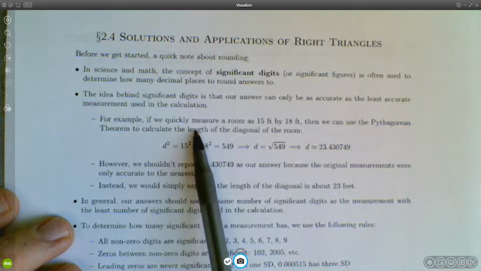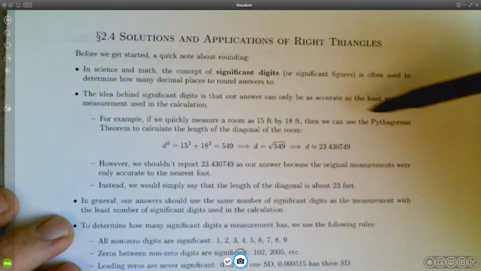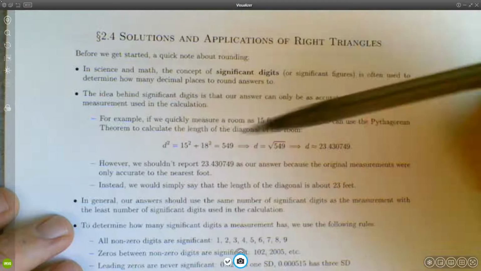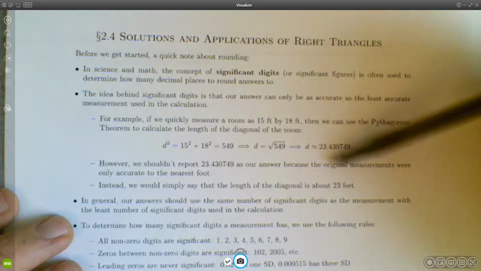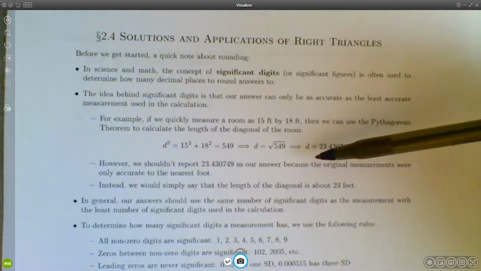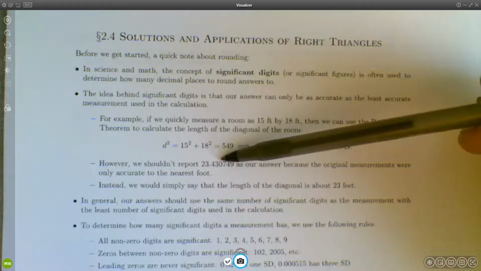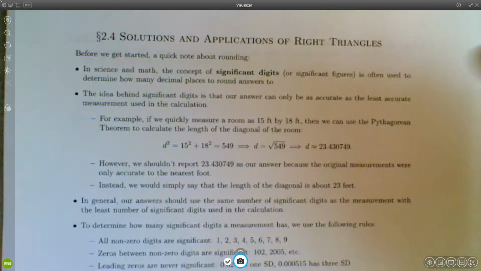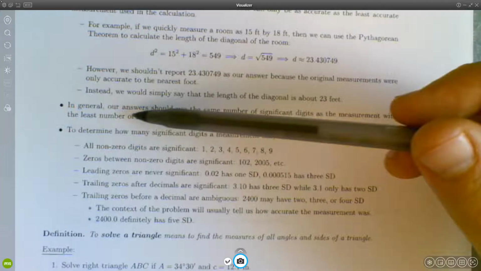For example, if we quickly measure a room as 15 feet by 18 feet, even if it's not exactly those measurements, we can use the Pythagorean Theorem to calculate the length of the diagonal of the room. The diagonal squared is 15 squared plus 18 squared, which is 549, so the diagonal is the square root of 549, which is about 23.430749. However, we should not report that as our answer, because the original measurements were only accurate to the nearest foot. So we would round to the nearest foot. In general, our answer should use the same number of significant digits as the measurement with the least number of significant digits used in the calculation.